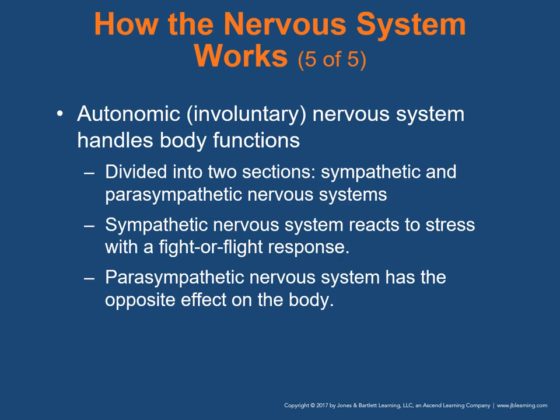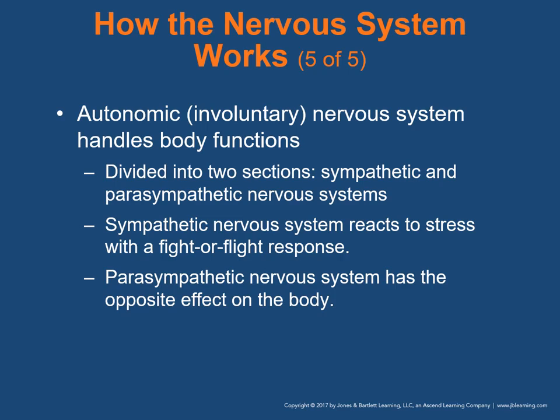The autonomic or involuntary nervous system handles the body functions that occur without conscious effort. These control the functions of many of the body's vital organs. And it's divided into two sections, the sympathetic and parasympathetic nervous systems. When confronted with a threatening situation, the sympathetic nervous system reacts to the stress with a fight or flight response. This response causes the pupils to dilate, smooth muscle in the lungs to dilate, heart rate to increase, and blood pressure to rise. During this time of stress, a hormone called epinephrine or adrenaline is released.